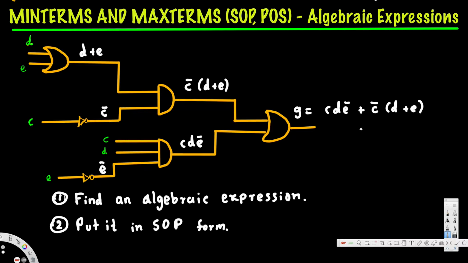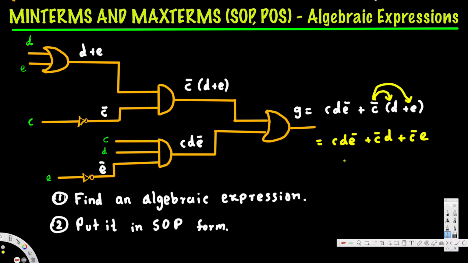Here we have sum of product, and also we have product of sum. But the final question is asking to express this in terms of sum of product. What we have to do is simplify this one. In order to simplify, we just multiply it out, and that gives us C D E NOT plus C NOT D plus C NOT E. So this is going to be the final expression in terms of sum of product.